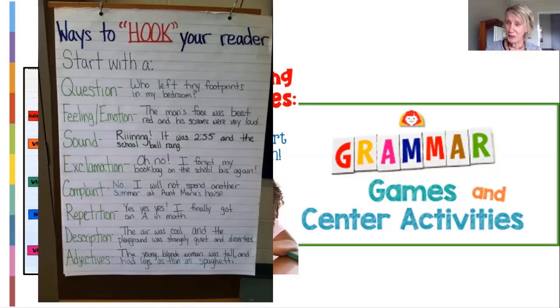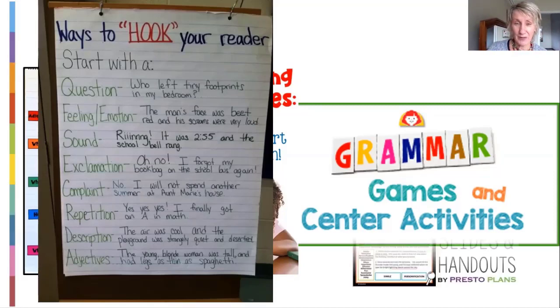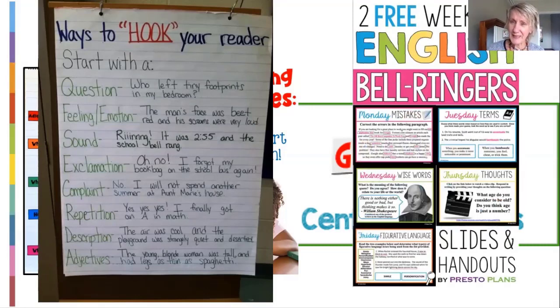So these are different ways you can hook your reader and the way they can practice getting very exciting starts to their paragraphs. This is quite an interesting thing that we do 5 days a week. The first one is Monday. They're going to do all the mistakes that they made in grammar, the errors. Tuesday, they can look at different words that they think were quite interesting. They can have a little diary like this.